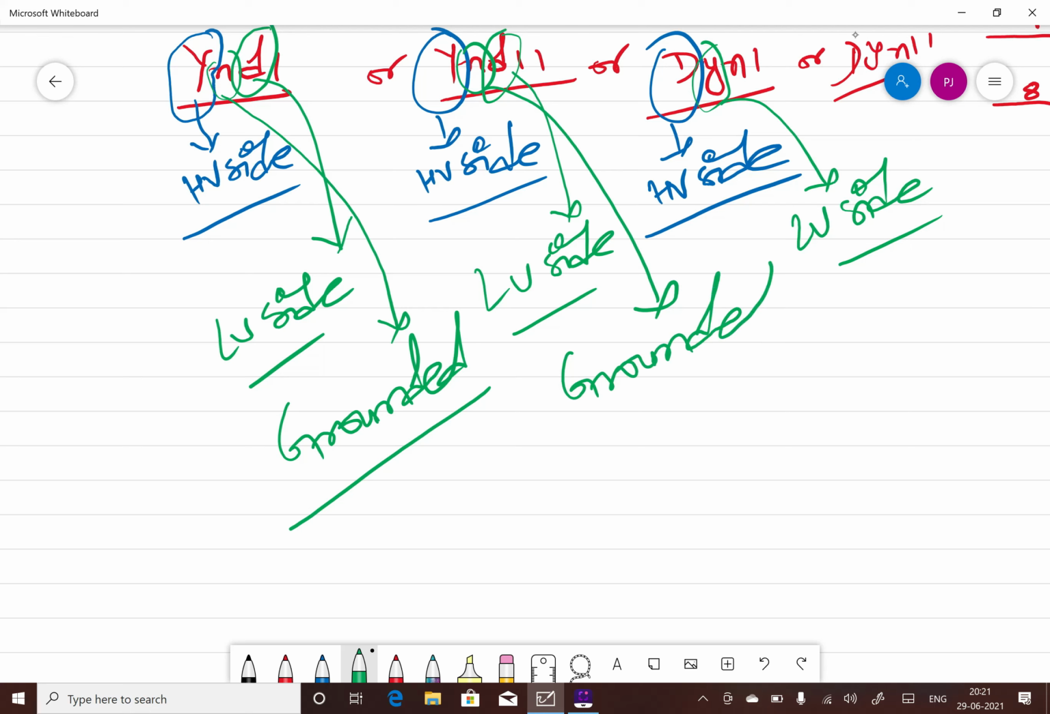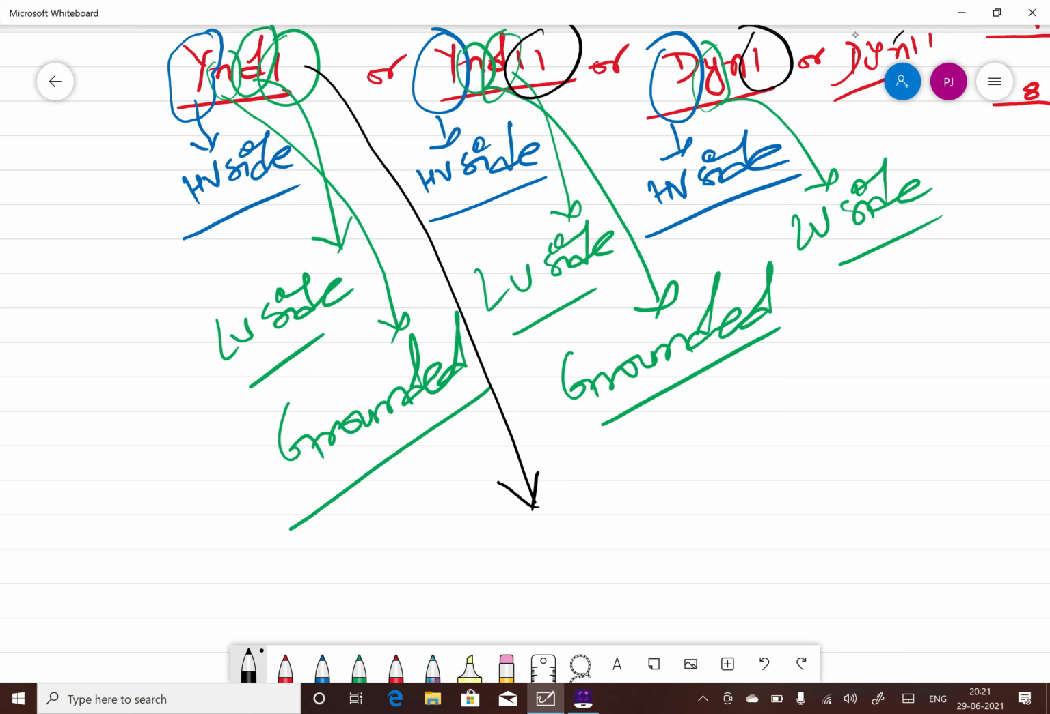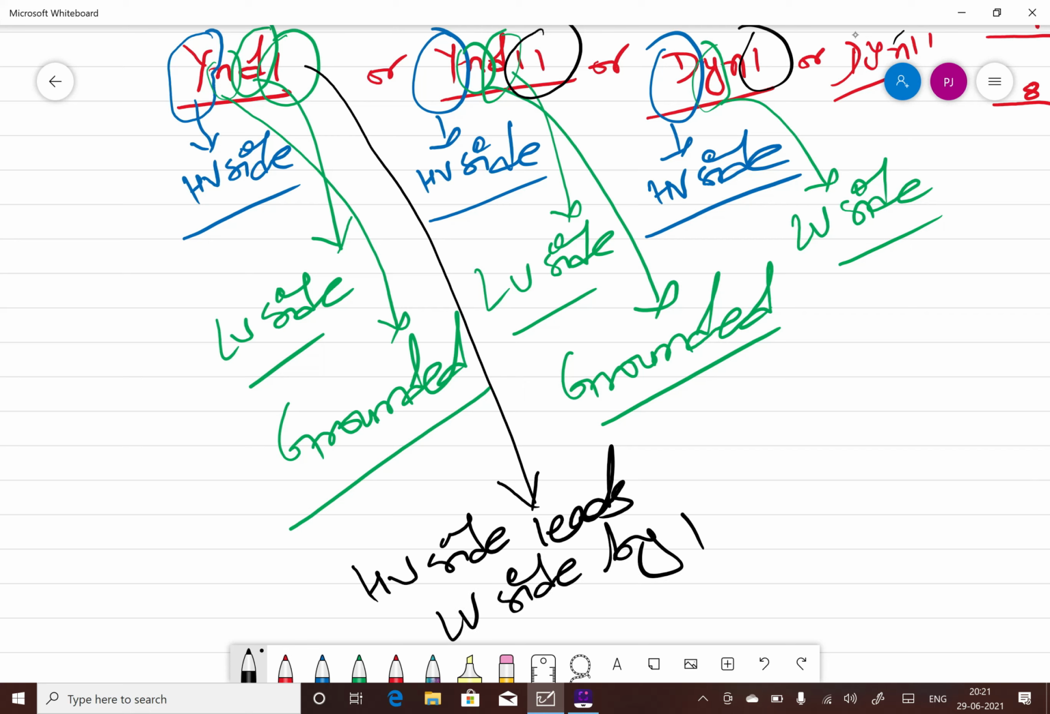Now I will explain the significance of each and every digit, and lastly it comes as 1 or 11. So what is the meaning of this 1? 1 means your HV side leads LV side by 1 o'clock, and I am going to discuss what the meaning of 1 o'clock or 11 o'clock is in just a couple of minutes. What is the meaning of this?